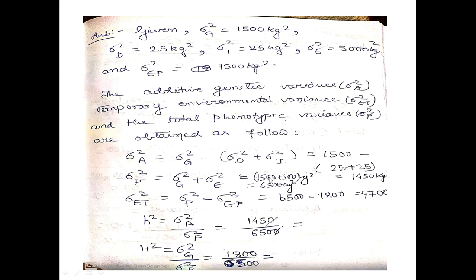So you have this value as 1500 plus 5000, which will be equal to 6500 kg square. So you have already calculated the value of sigma square P, 6500 kg square. You know the relationship between the two, and you already know the value of sigma square G and sigma square EP. So you straight away go for calculating repeatability as 1500 plus 1800 upon 6500.